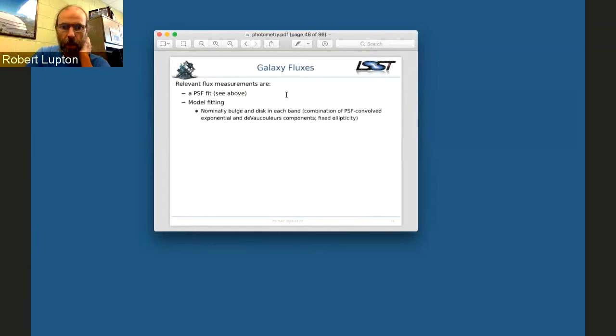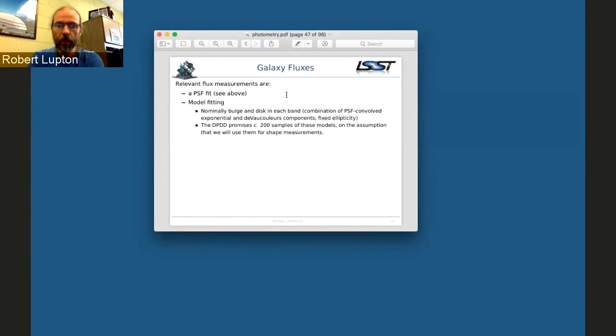Model fits. So we have said in the DPDD that we will fit a bulge and a disk in each band. So that's a combination of PSF convolved exponential and de Vaucouleurs components at fixed ellipticity. Okay, and we promised 200, I think, samples. So that's a maximum likelihood fit essentially, and you might want to know the shape of the likelihood fit surface, rather than just getting the mode.